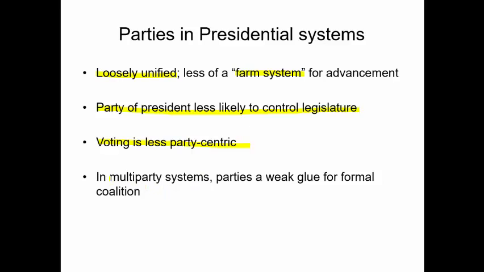In the multi-party systems, particularly where you have a coalition, which is mostly in the parliamentary systems, the parties serve as that weak glue for the formal coalition that rules government. Less likely in a two-party system, particularly in our presidential system in America.